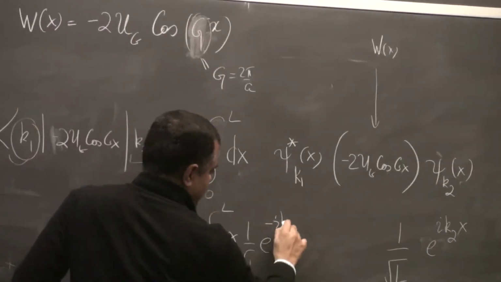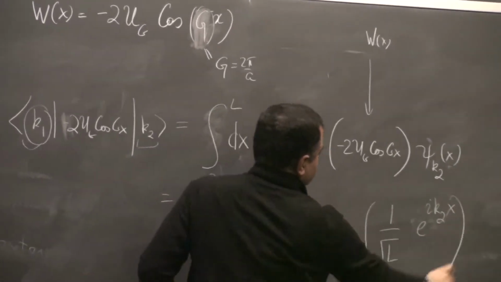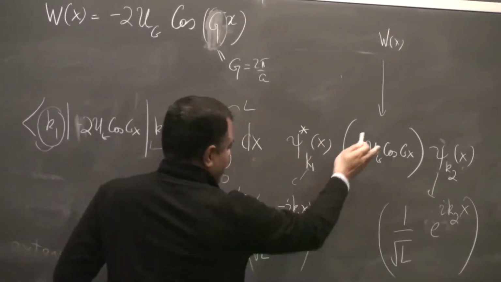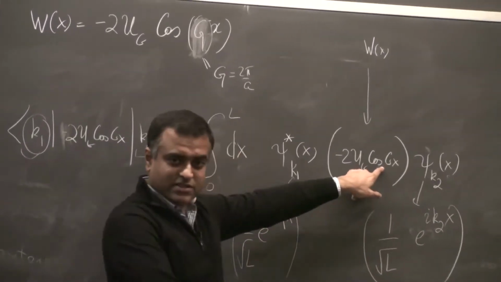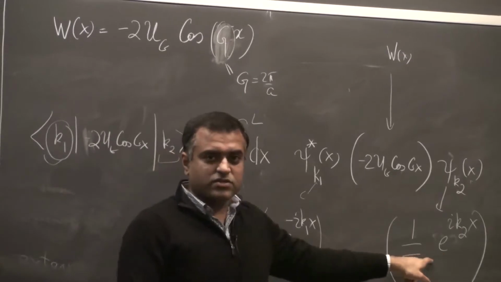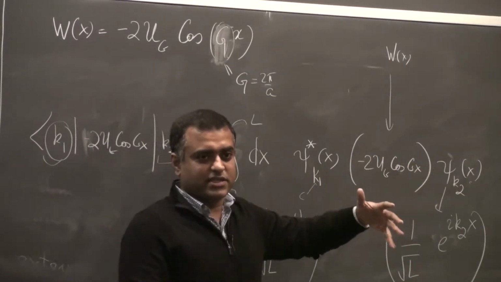Minus I k1 of x. Right? So those are your 2 terms. And finally, we throw that in. But now you can see right away, I'm not going to write it as cosine because these are all exponentials. I should use Euler's formula and write cosine as e to the power I theta plus e to the power minus I theta, right?